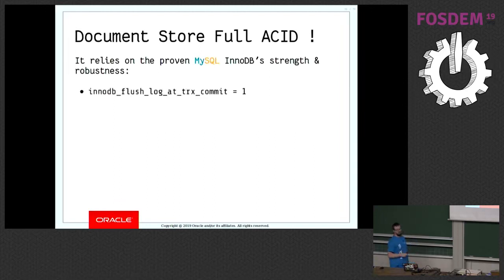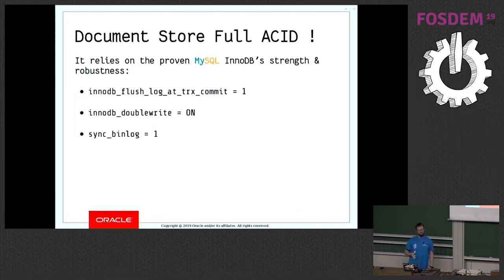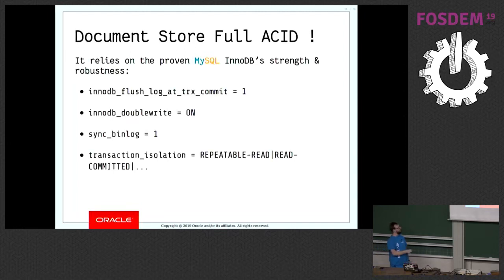So by default, you have flush logs at transaction commit. So every time you do a transaction, every time you're going to insert a document, it will be flushed also on disk. Double write buffer. So if you have an issue writing an InnoDB page, we're gonna find it. Sync binlog equal 1. So it means that every time you write a new document, it will be written also synced on the binary log and sent to the slave. So all that works with the norm. Everything you have in MySQL now, you have it with the document store. So your replication, all that, group replication, the isolation, all that works, but with documents.